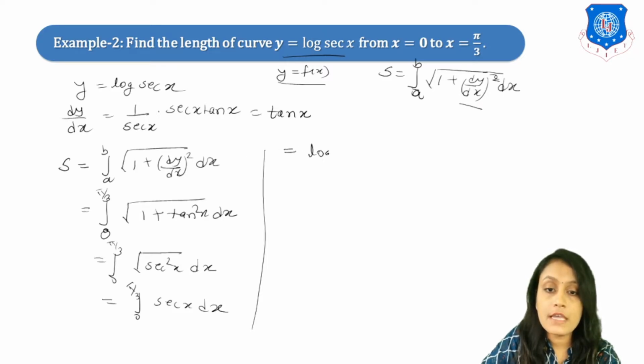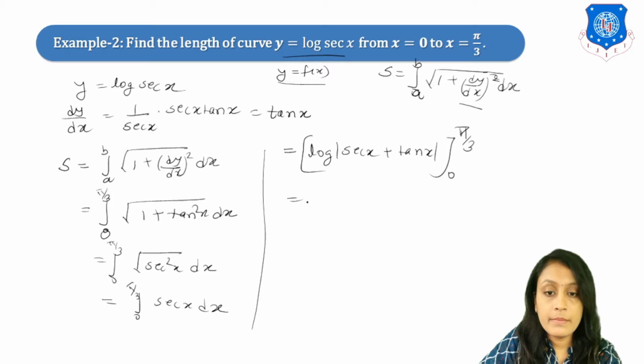Now we have to find the integration of sec x. So integration of sec x is what? Log mod sec x plus tan x, and the limits are from 0 to pi by 3. Now just substitute the limits. First we'll substitute the upper limit.